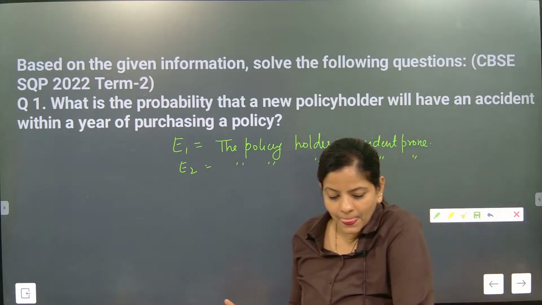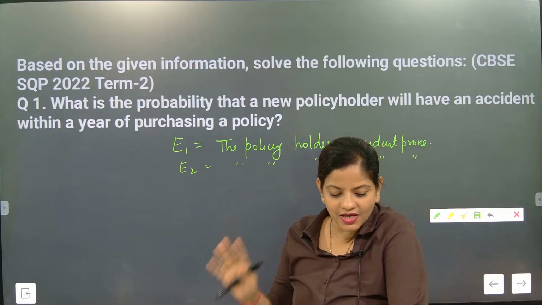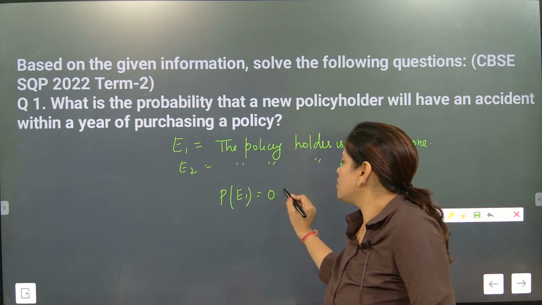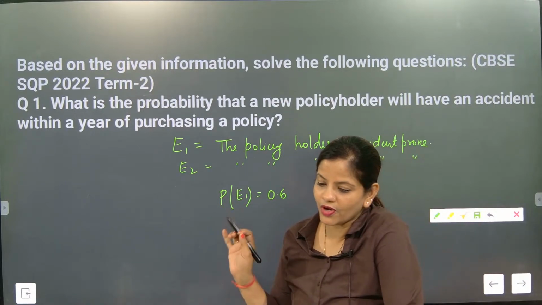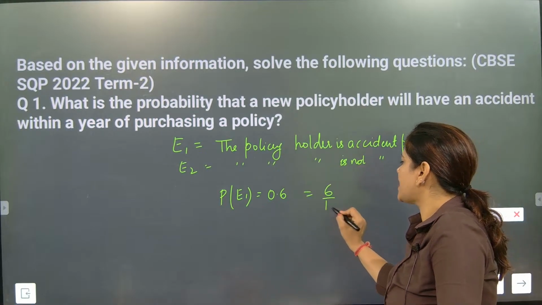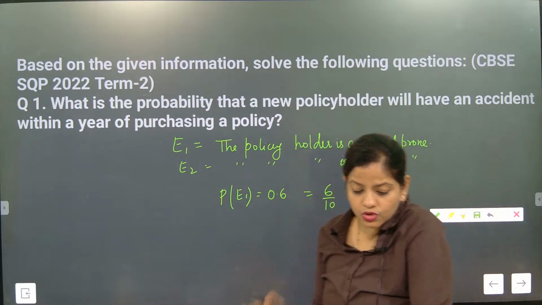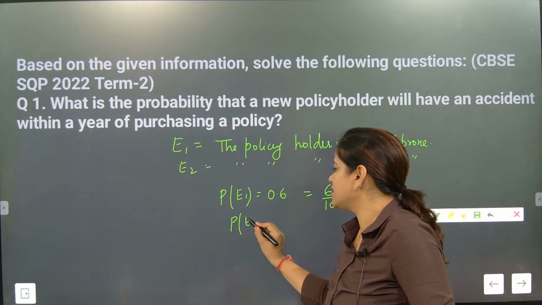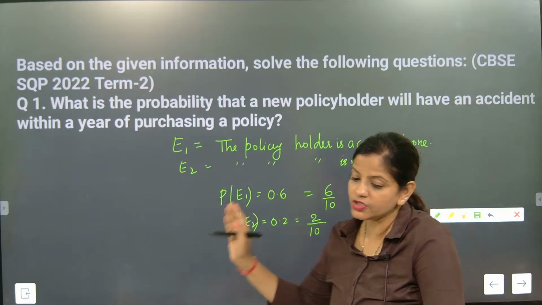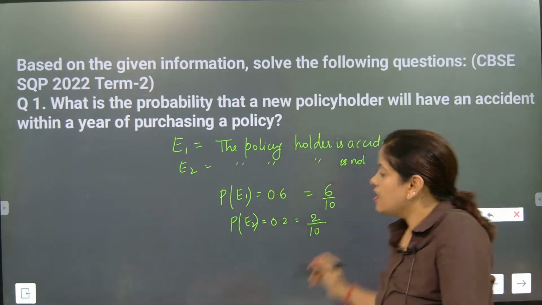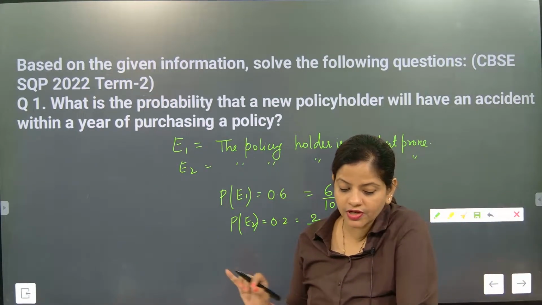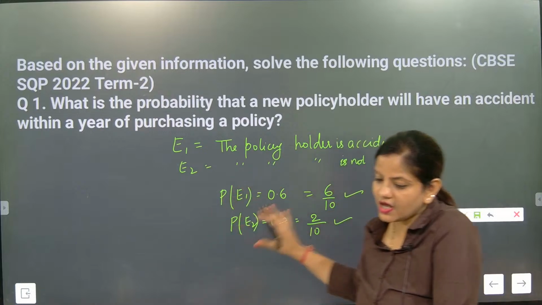So E1, E2 done. Now, beta, within a year, one population is getting accident. So P of E1 is 0.6. That means 6 by 10 people are exactly getting accident. Those who are not accident prone, it is 0.2, so that is 2 by 10. Already in the story we have learned, and based on the story we have heard, we have written this. Till here our story is ready.